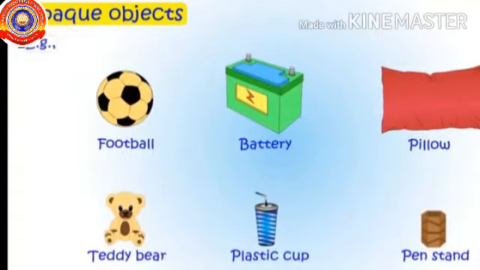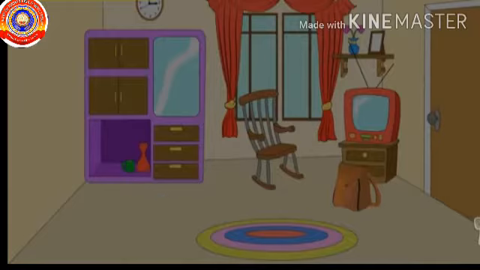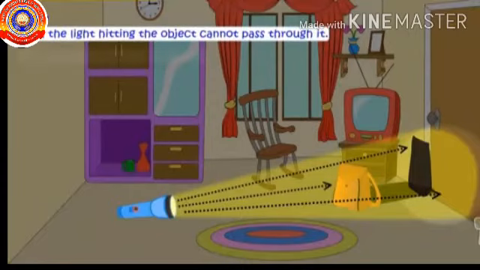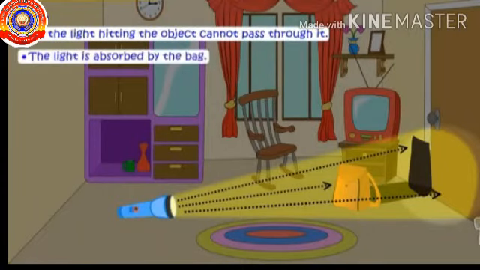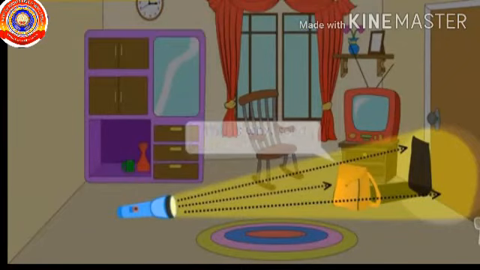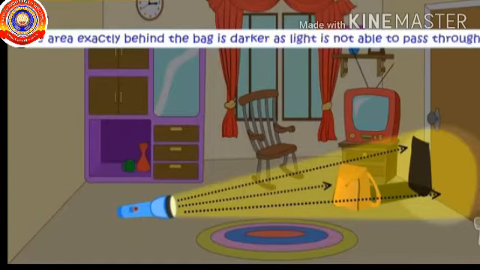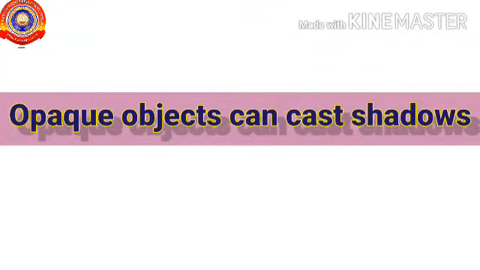We had seen this in the previous video, isn't it? If we strike light on a solid object, say a bag, the light hitting the bag does not pass through it. It will be absorbed by the bag as it's a solid object. Very little amount of light will pass through them. This is why solid objects cast shadows, as light is not able to pass through them. The area exactly behind the bag is darker, and this is what we call shadows. Opaque objects can only cast shadows.